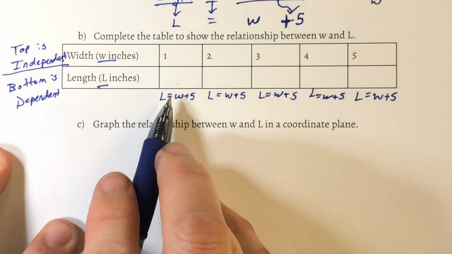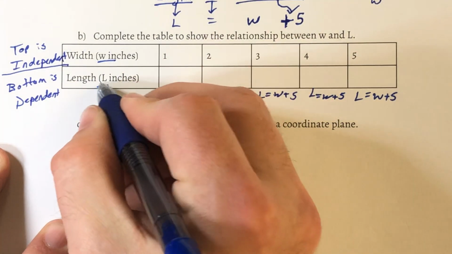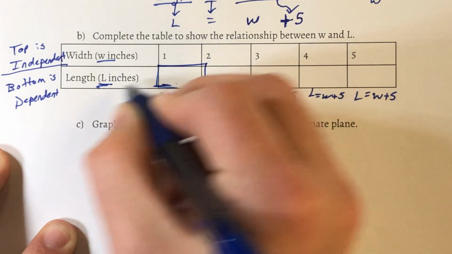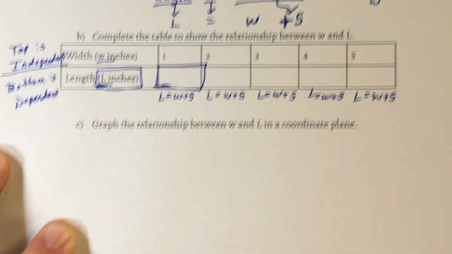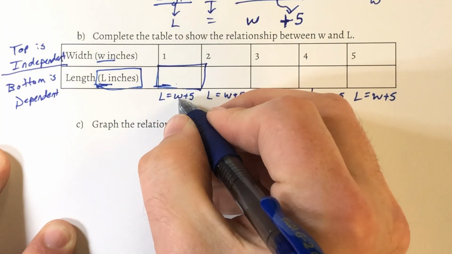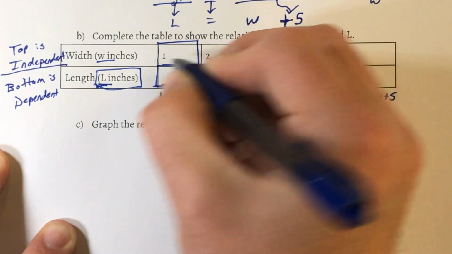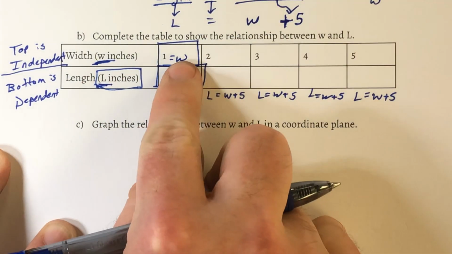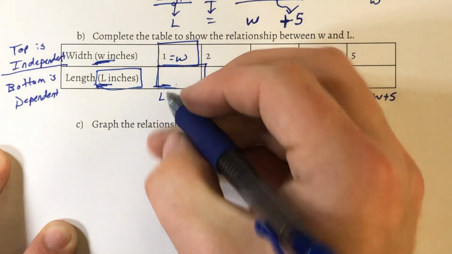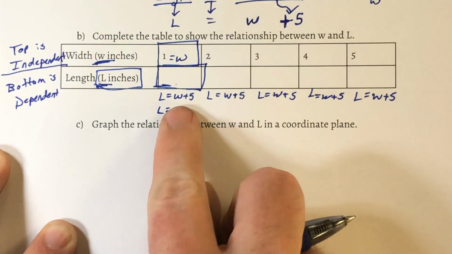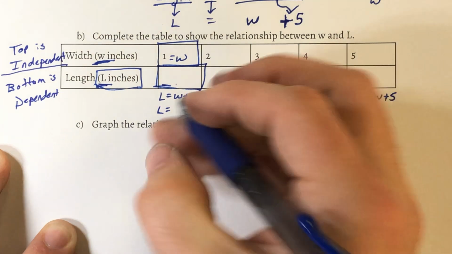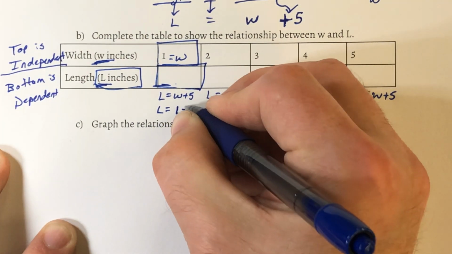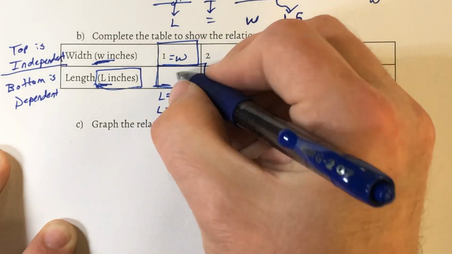All right, now, what is L? I want to know this box. This box stands for L, essentially. What is W? It tells you right up here. The top row is W. So in this situation, W equals 1. So what are you going to do? You're going to replace the W with a 1, just like this. So L equals 1 plus 5. What are you going to get?